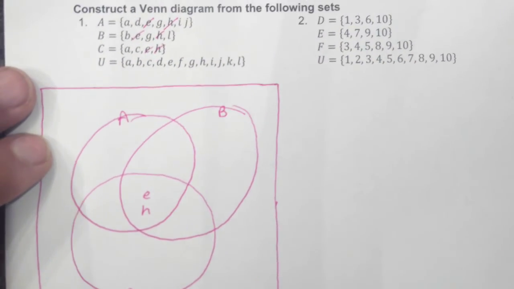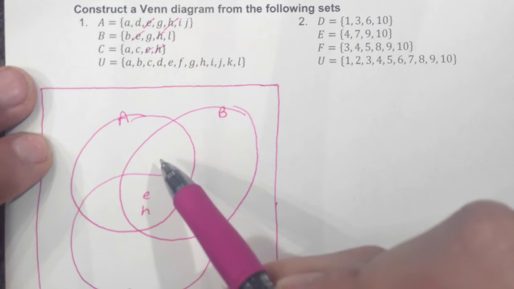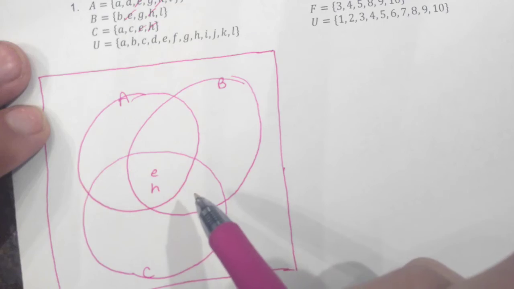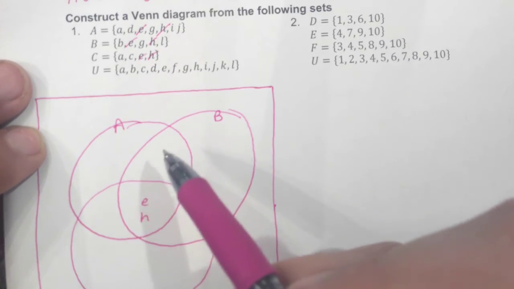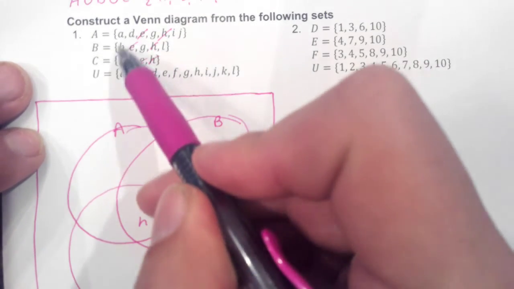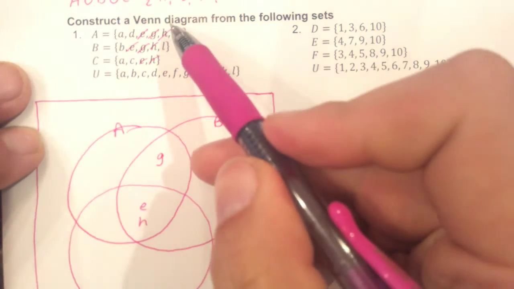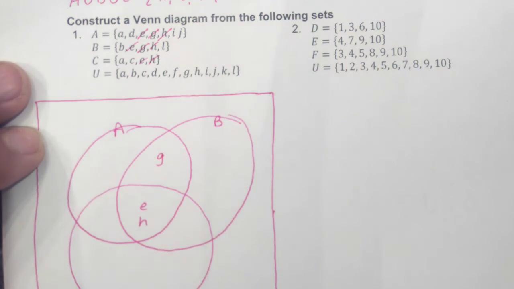Okay, next you're going to do these three sections. So what's in A and B, what's in A and C, and what's in B and C. So let's start with A and B. What's in common with A and B? I see G is in both of them. And that's it, right? Okay.